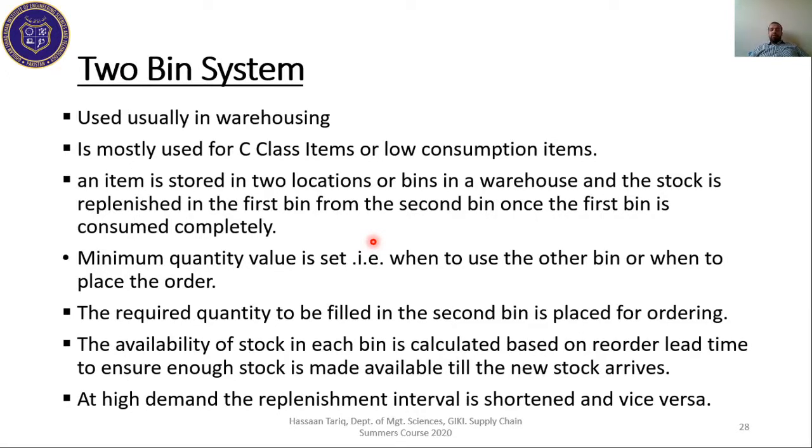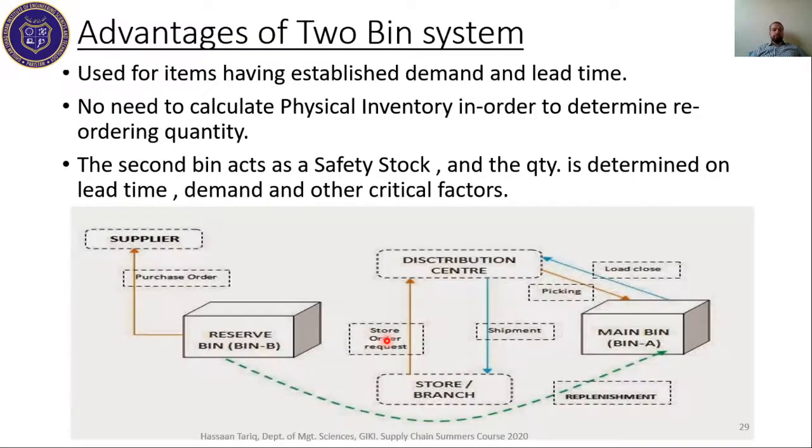Minimum quantity value is set. The required quantity to be filled in the second bin is placed for order. The availability of the stock in each bin is calculated, and for high demand, the replenishment interval is short. So exactly this is where I'll explain the 2-bin system. So there is one main bin, right, and then you have a reserve bin.